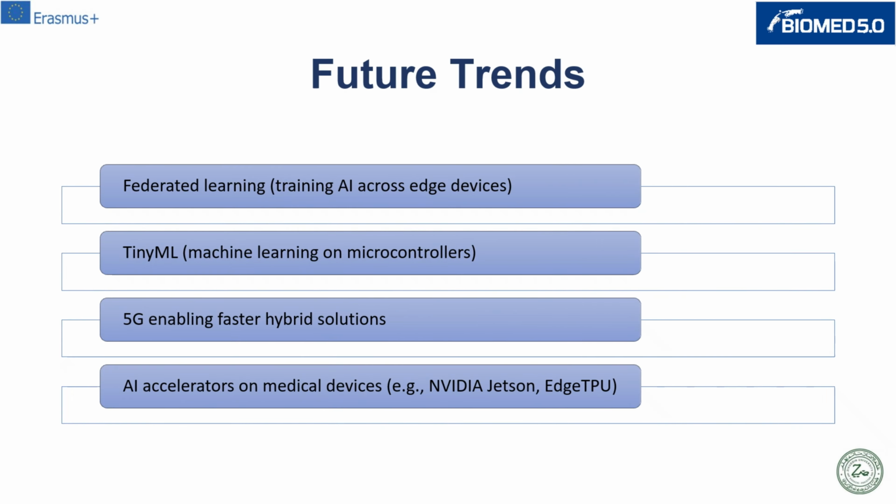What's next? Here are a few exciting trends. Federated learning: training AI across many edge devices without centralizing data, preserving privacy. Second is tiny machine learning, bringing machine learning to tiny ultra-low-power devices like microcontrollers. Then 5G networks, enabling faster hybrid AI systems that combine cloud power with edge responsiveness. And new AI accelerators like NVIDIA Jetson and Edge TPU are pushing the boundaries of what's possible in real-time on-device healthcare AI.